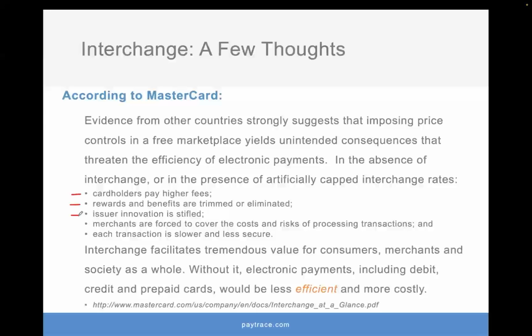Issuer innovation's more stifled. I've been in this industry for about a decade now, and just in the last 10 years, the amount of new ways that we can move payment from person to person using different forms of credit card technologies is insane, right?